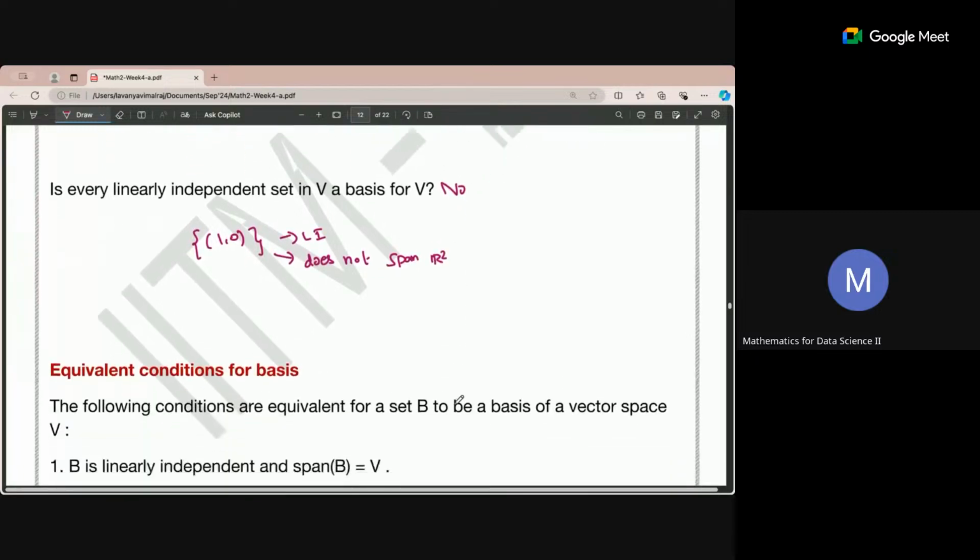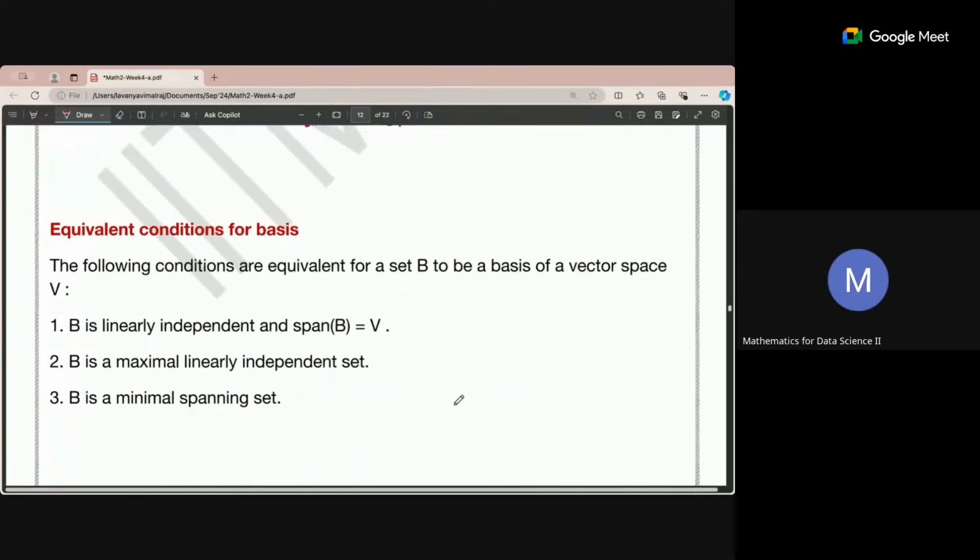Okay, fine. So what are some equivalent conditions for a basis? The following conditions are equivalent for a set B to be a basis of a vector space V. B is a linearly independent set and the span of B is equal to V. B is a maximal linearly independent set. The first statement is the actual definition. The second statement says that B is a maximal linearly independent set.